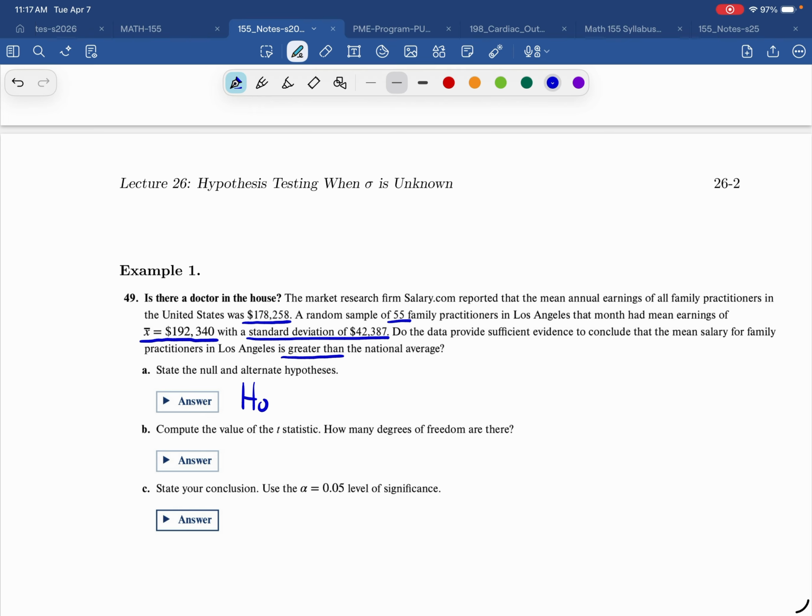So if we look at our null and alternate hypotheses, for the null hypothesis, we get that mu equals $178,258. Note that the alternate hypothesis has nothing to do with our sample statistic. We could have come up with our alternate hypothesis before we even took our sample.